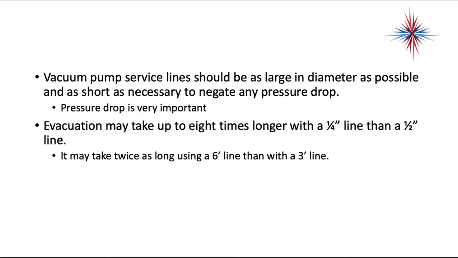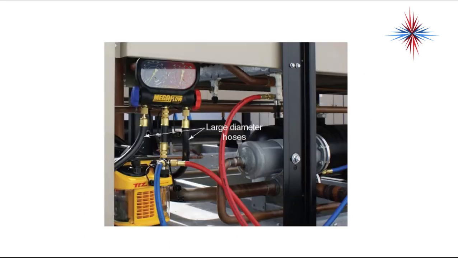Vacuum pump service lines should be as large in diameter as possible and as short as possible to negate any pressure drop. Pressure drop with evacuation is very important. It takes 8 times longer with a 1/4 inch line than with a 1/2 inch line. It can take twice as long using a 6-foot line compared to a 3-foot line. So use large diameter hoses, as short as possible.